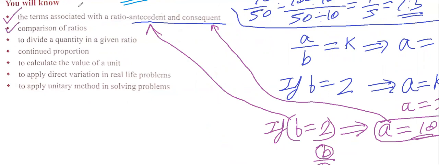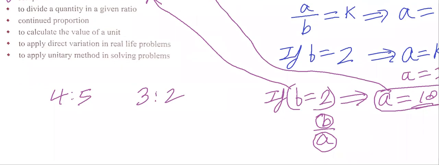Okay, now next point, this we have studied. Now next point is comparison of ratios. Comparison of ratios is again very easy. So what does this mean? Say you have a ratio 4:5, and another ratio, say 3:2. So which ratio is less? How can you compare which is greater, which is less? For that you will write this 4:5 as 4/5, and this you will write as 3/2.